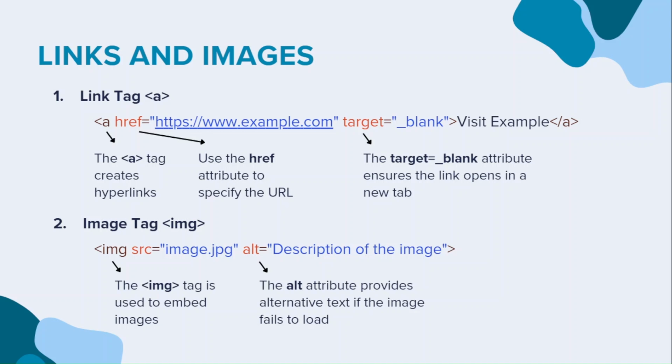The img tag is used to embed images. The src attribute specifies the image file's location, which can be a URL or a local file path. The alt attribute provides alternative text if the image fails to load or for accessibility purposes. Always include a meaningful alt value.